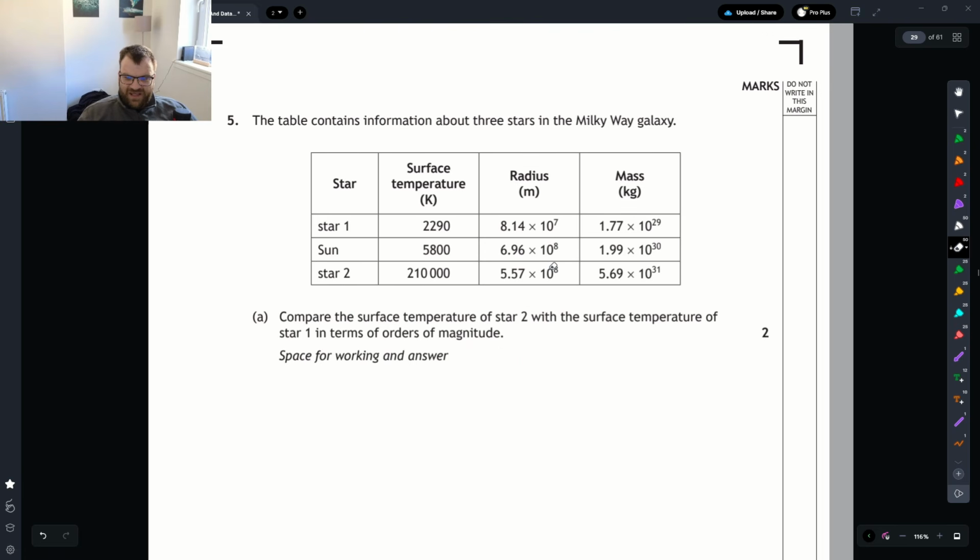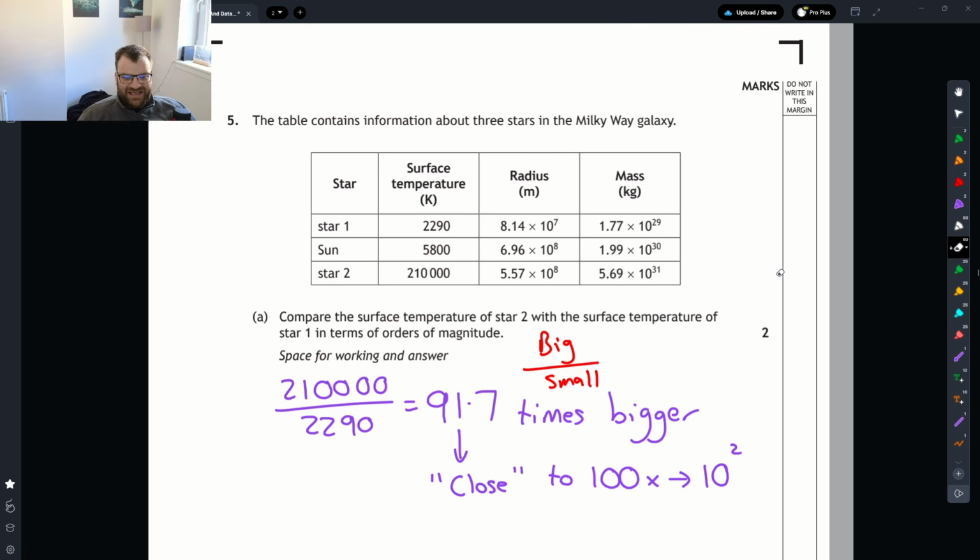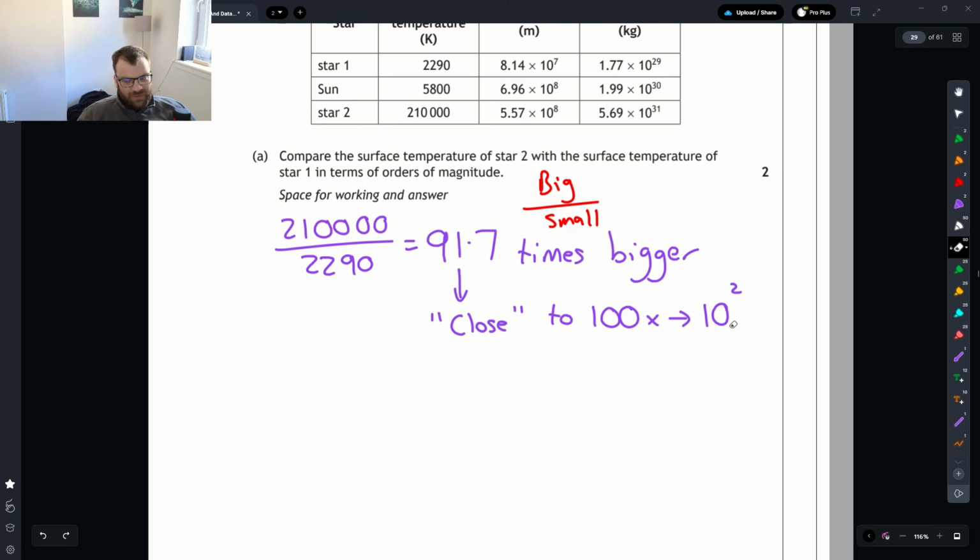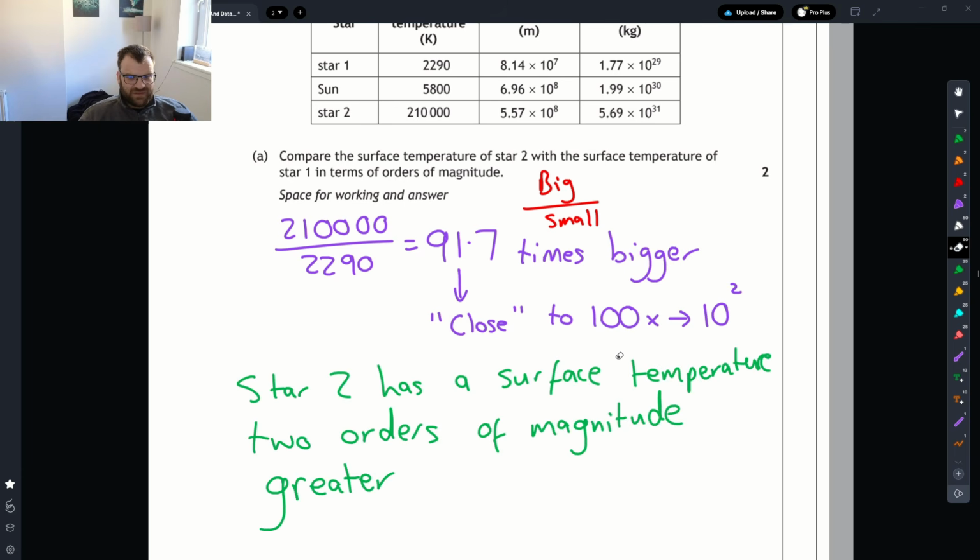In question 5, part A, we're asked to compare values in terms of orders of magnitude. We want to do the big one divided by the small one. Make sure we're taking surface temperature for star 2 and star 1. So that's 210,000 over 2,290. That gives us 91.7 times bigger. And with these ones, we want to get it to our powers of 10. So 10 to the power 1, 2, 3, etc. It's closest to 100. 100 is 10 to the power of 2. That means that what was the hot one? Star 2 has a surface temperature 2 orders of magnitude greater than star 1. And that should pick up the marks there.